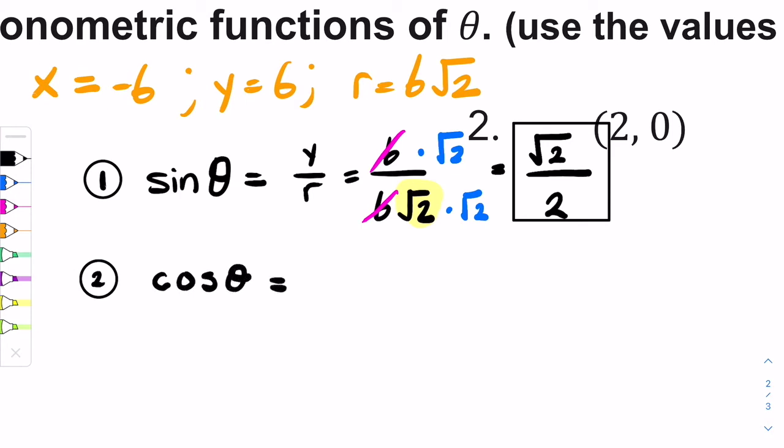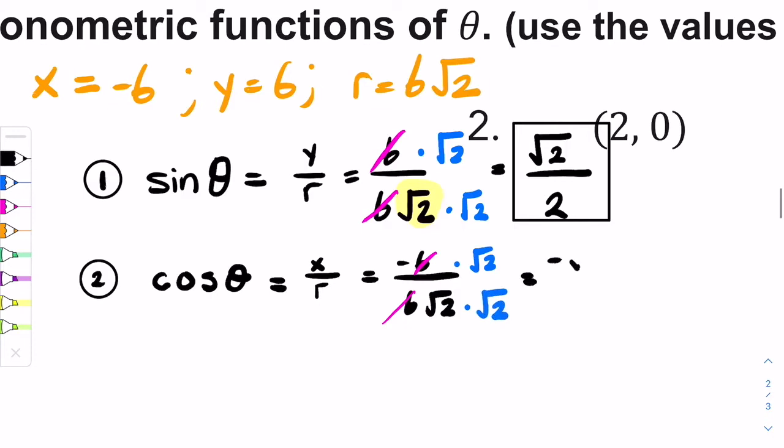Cosine of theta is found by x over r, which your x value is negative 6, your r value is 6 square root of 2. So again, I recognize that the 6's cancel, but I also recognize that I can't have a square root in the denominator. So I rationalize by multiplying the top and bottom by the square root of 2. My numerator still has a negative sign, so negative square root of 2 divided by the square root of 4, which is 2.